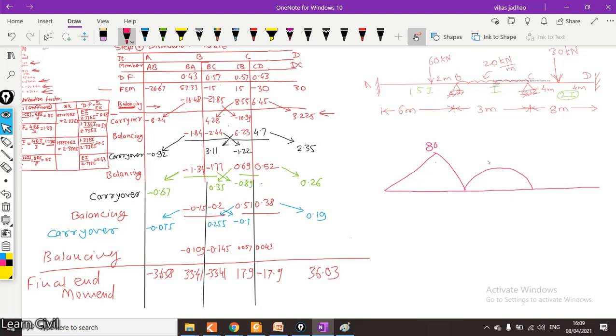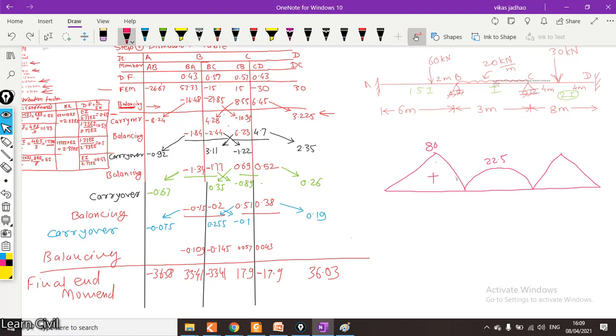So here you have to draw 22.5 kilonewton meter. And for CD, you can use WAB upon L. We have W as 30, a is 4 and b is 4, divided by L is 8. So this is equal to 60 kilonewton meter. So draw here 60 kilonewton meter, a straight line. This is your free bending moment diagram, and all these will be positive.